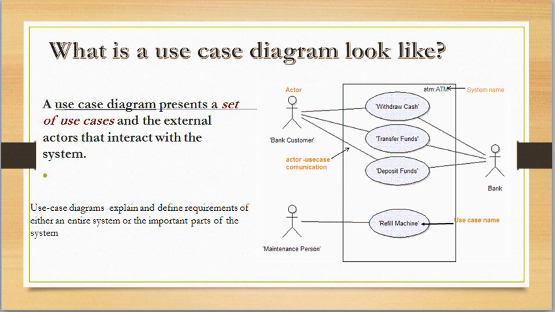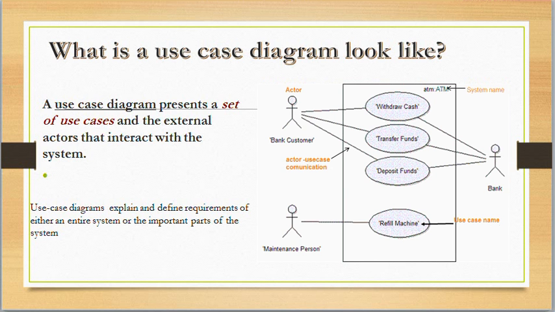A use case diagram presents a set of use cases and the external actors that interact with the system. A use case diagram explains and defines the requirements of an entire system or the important parts of the system.